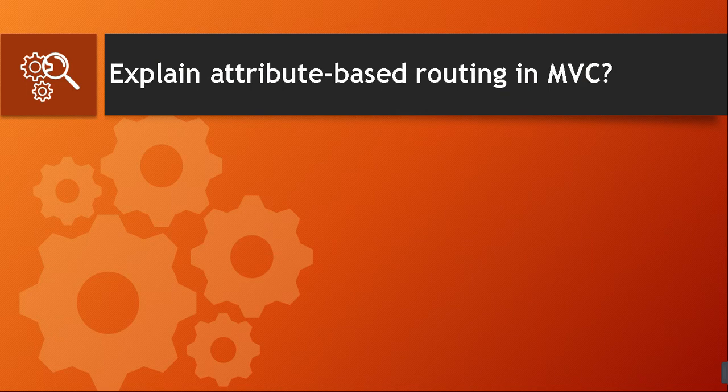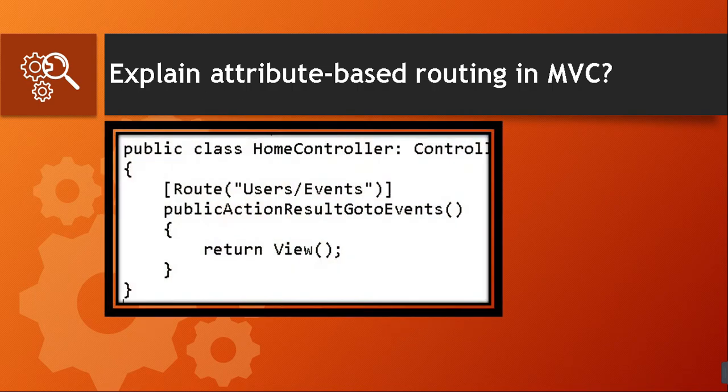Let's move further in our journey of preparing for an interview of MVC. So, the next question is: explain attribute-based routing in MVC. In attribute-based routing, we use route attribute to define URL structure. For example, we have used route attribute before GoToEvents method. The route attribute makes sure that GoToEvents method can be called by using the user's events URL. If you need, you can scroll back and listen to it again.